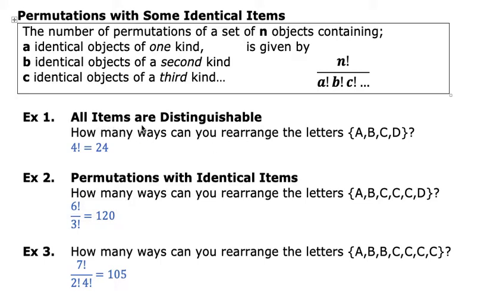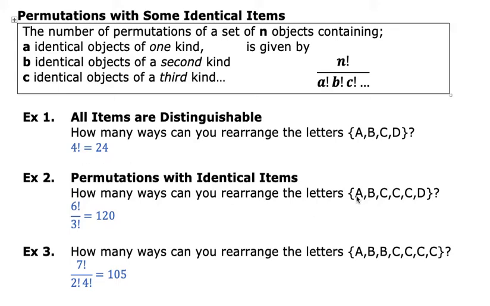So if all items are distinguishable, how many ways can you rearrange the letters, for example, A, B, C, and D? Well, since all of them are being used and there's no repetition, the number of choices for the first letter is 4, then the next option is 3 because there's one less, and then so on. 4 times 3 times 2 times 1, which can be summarized as 4 factorial.